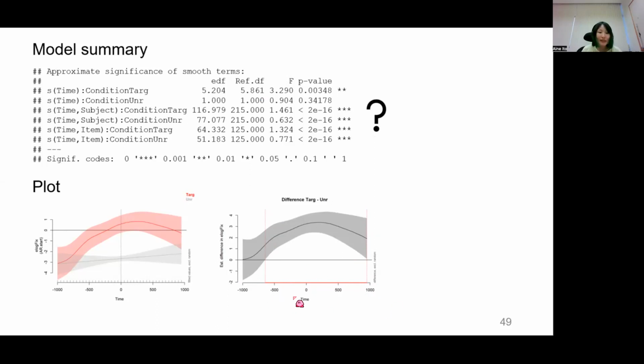Right? So when we run GAM and want to test the difference between the two conditions, we typically look at this and not this. Right? So that's how GAM works.